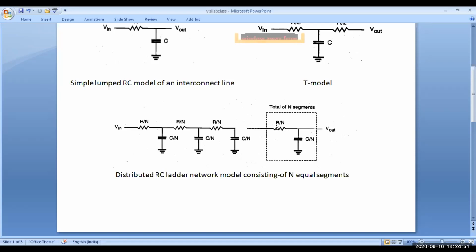2.5 kilo. So what will be the value of each resistance? 1.5. Sorry, I can't hear. 1.5. Yes, 0.5. Then what will be the value of capacitance for each of the segments? Each value of capacitance.